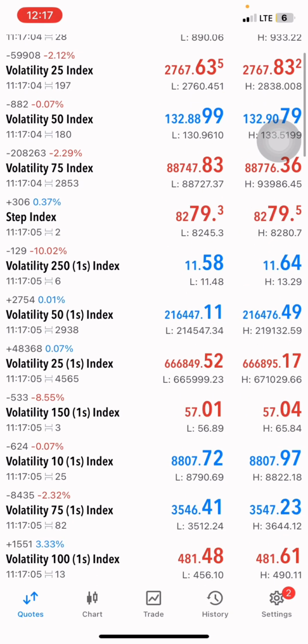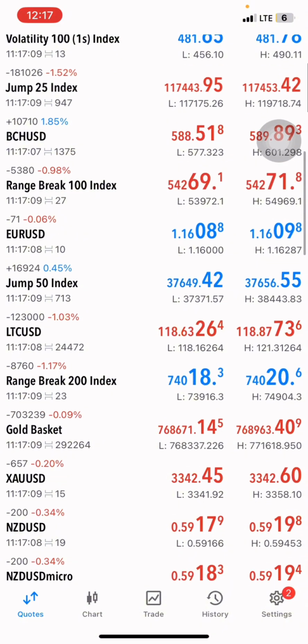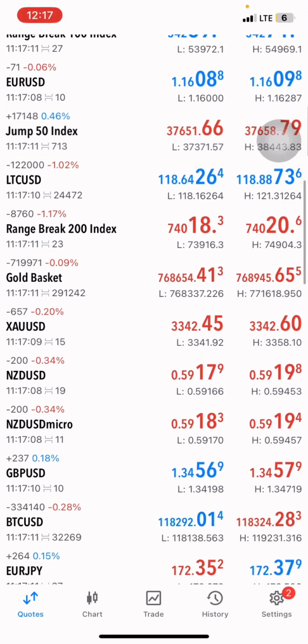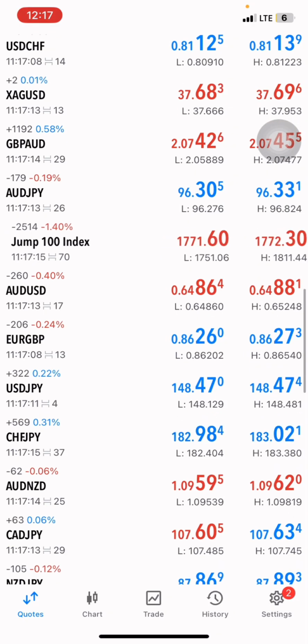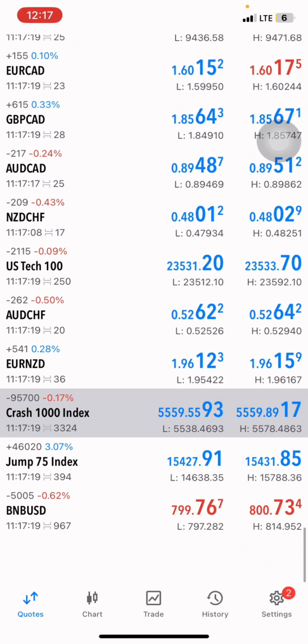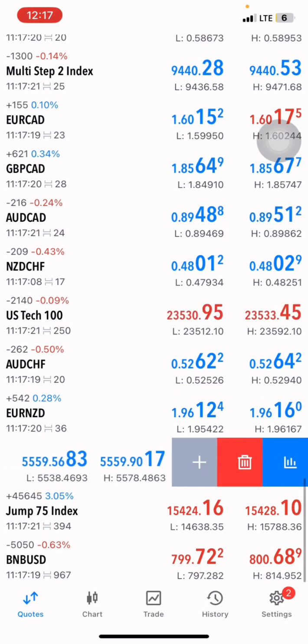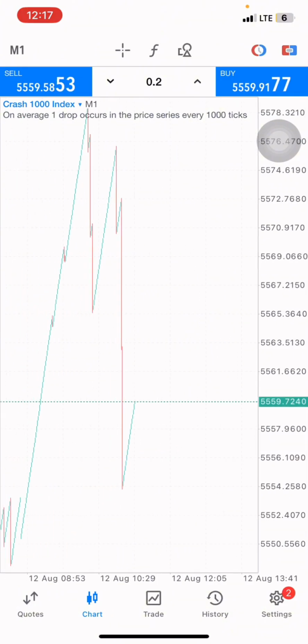Then there are also other volatility indices. There's step index, you can see right here. There's jump 25, jump 50, jump 100, step 200, and there is boom and crash. This is crash 1000. Boom and crash are basically pairs that have spikes from time to time.